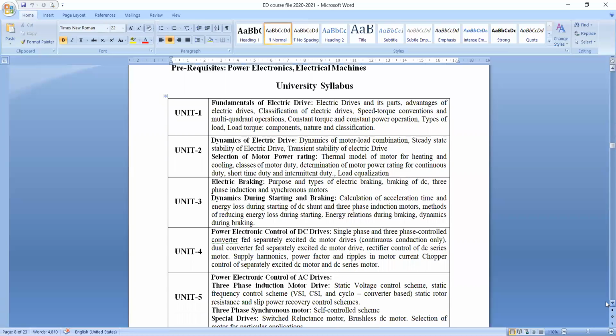Okay. In unit 4, we will be learning about power electronics control of DC drives. How we can control a DC drive. What are the converters we require to control the DC drives? We will also be learning about harmonics and ripples of DC drives, which are because of the power electronics control.